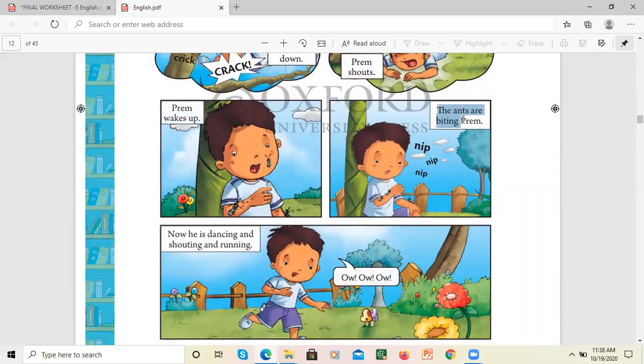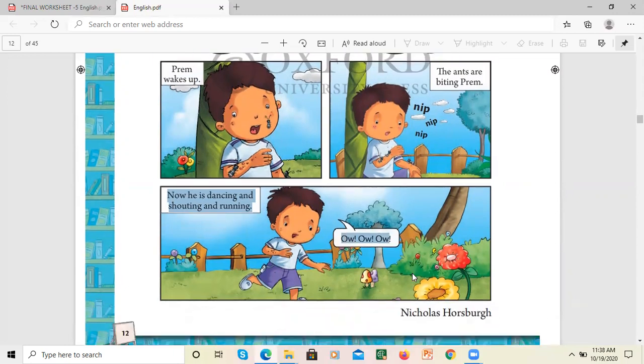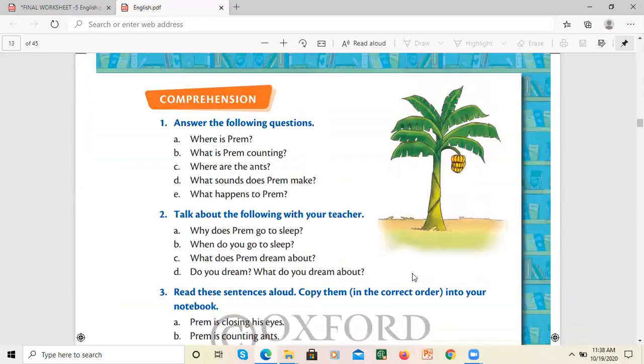The ants are biting Prem. How do they bite? Nip, nip, nip. Now he is dancing and shouting and running. All of these are action words, as you know, and Prem, the word is a proper noun. You know your grammar now. Ow, ow, ow. Okay, let's try to take a few questions.